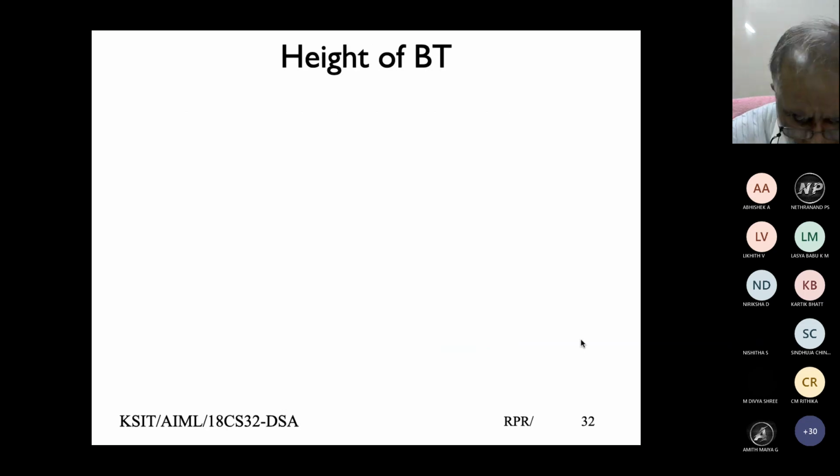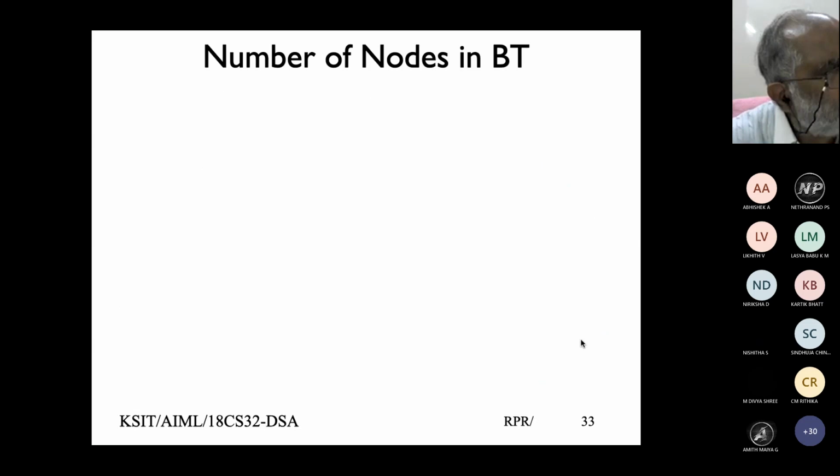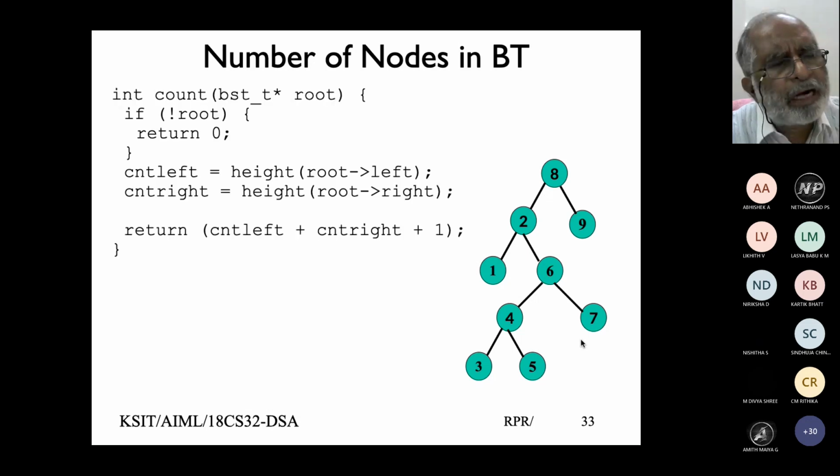We looked at another application, how to determine the height of a binary tree. And height, we said, is: take the height of the left subtree, take the height of the right subtree, and whichever height is higher, that will basically give the height of my complete tree. The same logic could be used for the number of nodes in a binary tree, which is: count the number of nodes in the left subtree, count the number of nodes in the right subtree, add them together, add 1 to it, and that will give me the number of nodes in the binary tree.